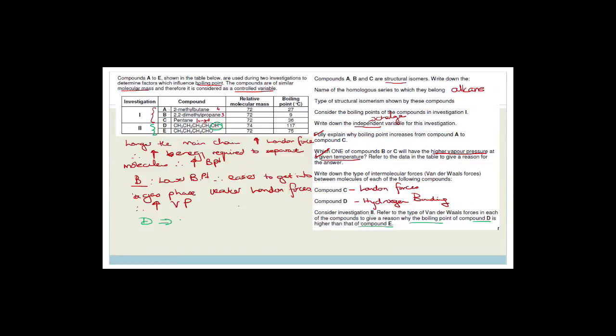Compound D has got a hydroxyl group, whereas compound E has got the carboxyl. It's only got that double bonded O. So the reason that the boiling point is higher for compound D is because it's going to have hydrogen bonding, and mainly hydrogen bonding. And hydrogen bonding is much stronger than the weak van der Waals forces.